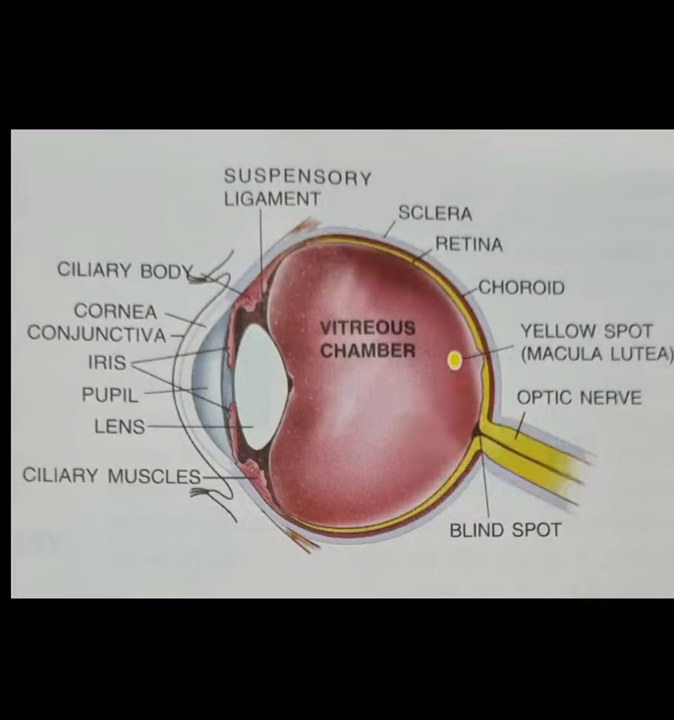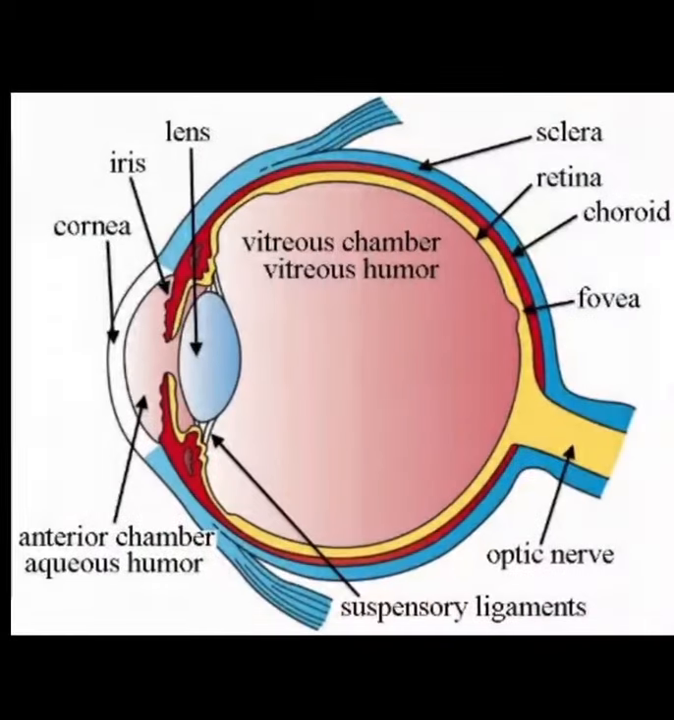Now after this, the most important structure of the eye, that is the eye lens. The eye lens is a transparent, flexible, biconvex, crystalline body which is located just behind the pupil. Again I repeat, the eye lens is transparent, flexible, biconvex in shape. It is a crystalline body which is located just behind the pupil.